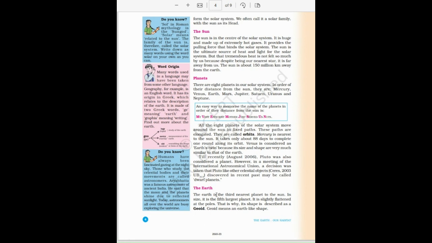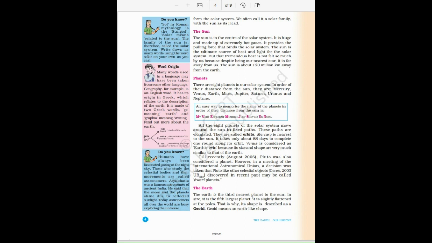The Earth is the third nearest planet to the Sun. What is the first? From this sentence, just find out which one is the first. Now, the Earth is the third nearest planet to the Sun, and in size it is the fifth largest planet in the solar system. It is slightly flatter at the poles. That's why its shape is described as geoid. Just take the example of an orange. An orange is bulgy on the sides and a bit flat on the top, so this shape is called a geoid shape.